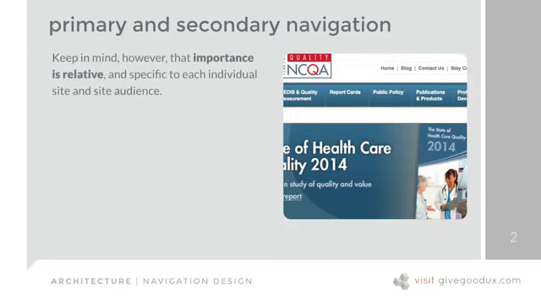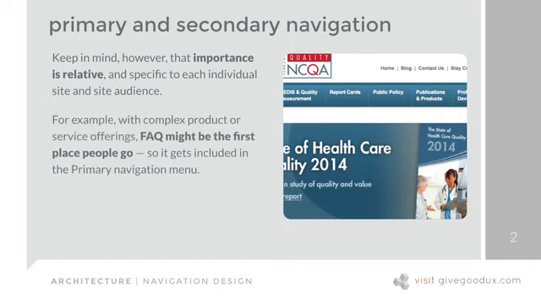Keep in mind, however, that importance is relative. It's specific to each individual site and each individual audience. The primary navigation on one website may be the same as the secondary navigation on another site serving the same topic. General information about the company or person, for example. If it's an independent consultant and there's no company, there's just one person, that person's background instantly becomes a lot more important. So you've got to think about these things.